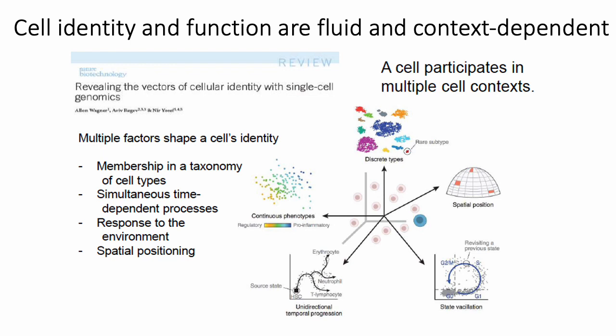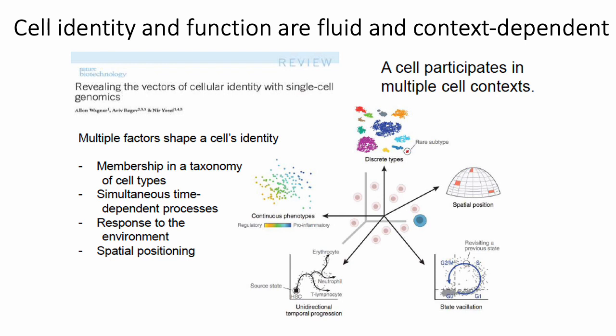So in some sense, the function and identity of a cell is defined by whether or not they're, for example, an excitatory neuron or an inhibitory neuron or some kind of fibroblast. But there are other factors which play a role in defining cell identity and function. So for example, if you're talking about pluripotent cells, or if you're talking about some kind of differentiation process, right?